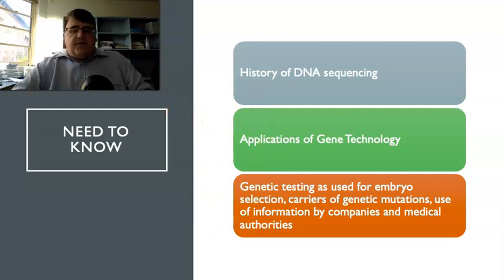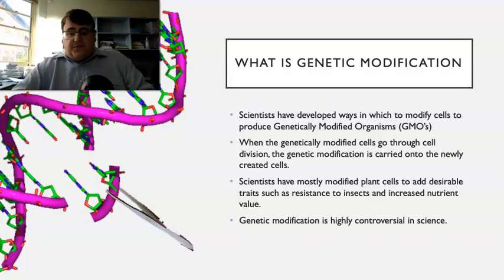But to start off, we need to talk about what genetic modification is. Genetic modification is the ways in which humans have learned to modify the DNA inside of cells to create characteristics that are of benefit to the human race. When those cells with modified DNA go through cell division, every new cell that's created has a copy of the genetic information, so they become cells themselves with modified DNA.